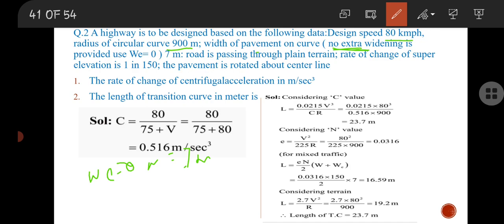2.7 V square upon R. Rate of change of super elevation is given, means 1 by n is given as 1 by 150, so n is equal to 150. We will calculate, and the pavement is rotated about its center line. If the pavement is rotated about its center line, then super elevation will have. So applying formulas, the first formula 0.0215 V cube upon CR, from that we will calculate 23.7 meter as the length of transition curve.